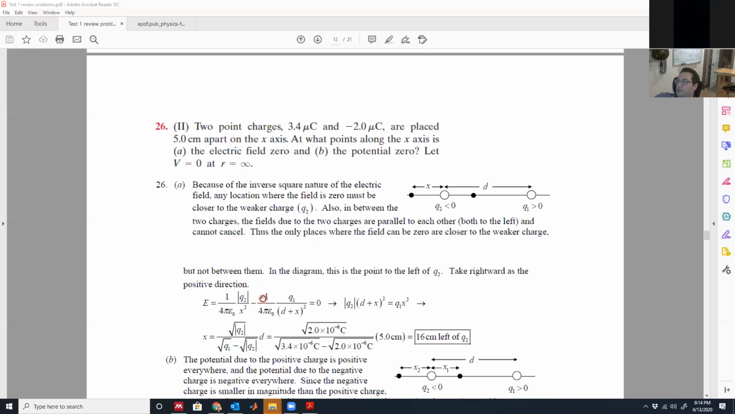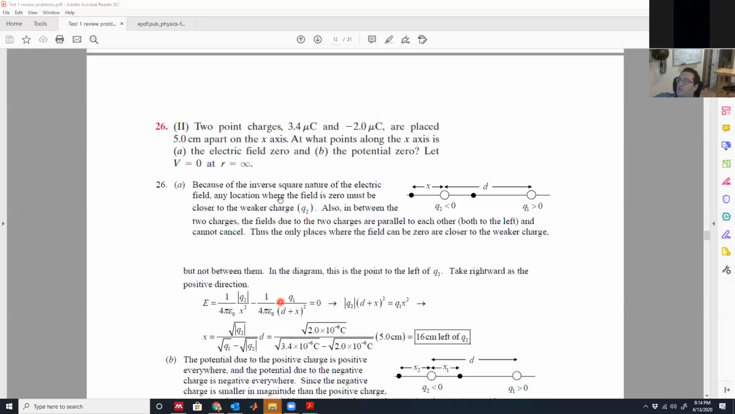This is the electric field from charge 1 to charge 2, right? And it's asking us where the electric field is 0. So when we start off with this problem, we have to figure out which region the electric field is 0 in, because this will change whether we consider E positive or negative, right?